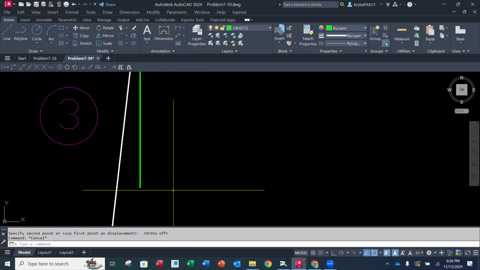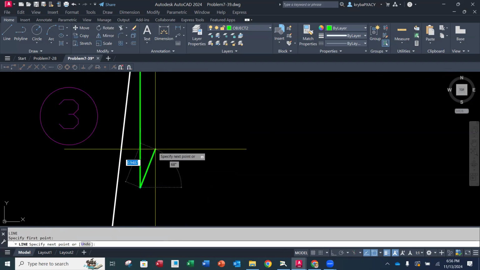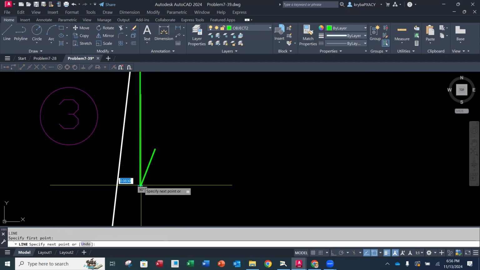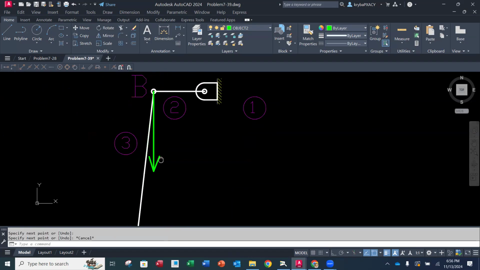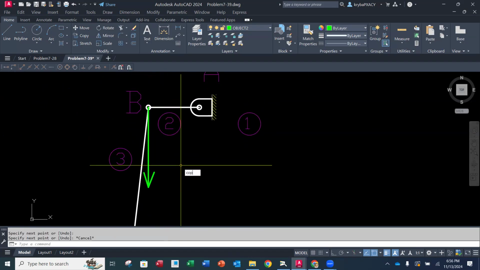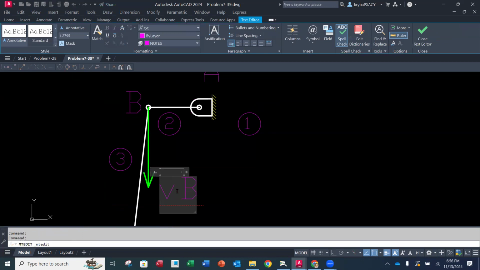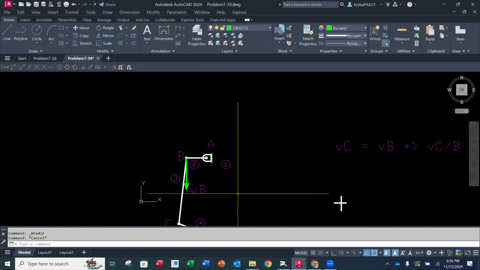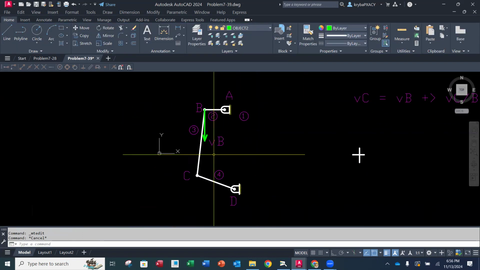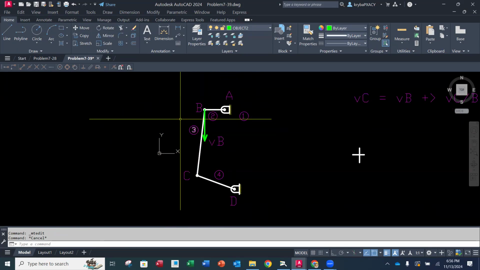Here, I'll put my arrowhead. This is going down because this is rotating in a counterclockwise direction. And then this would be representative of my velocity B, okay? So that's my first vector, and I'll copy this over in a little bit. I'm just kind of putting them on our diagram so we get the orientations correct.